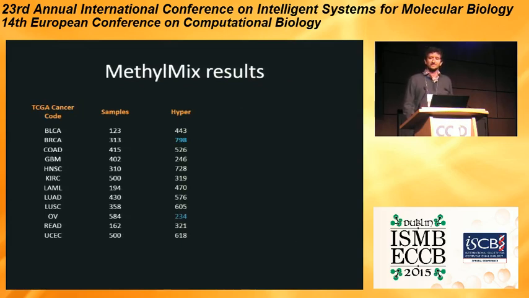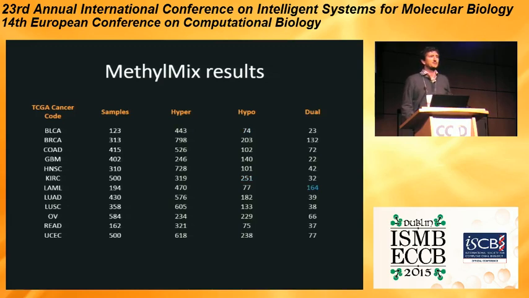And this identified between 234 and 798 hypermethylated genes, where the most hypermethylated genes were identified in breast cancer. Next, we also identified hypomethylated genes, although there were less, between 74 and 251. And we also identified dual genes because we don't limit the number of modes that are being modeled. So we also can have a situation where a gene can switch from a hypermethylation status or a tumor suppressor context to an oncogene context. And overall, you can see the average that we identified across all these tumors.